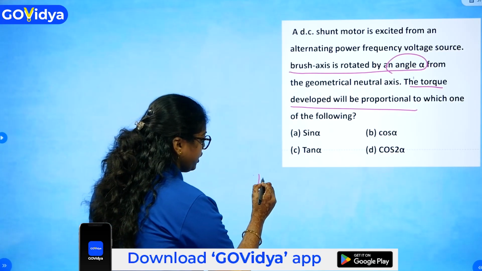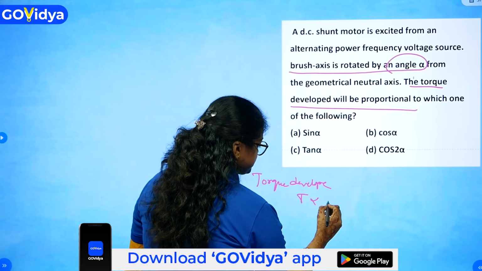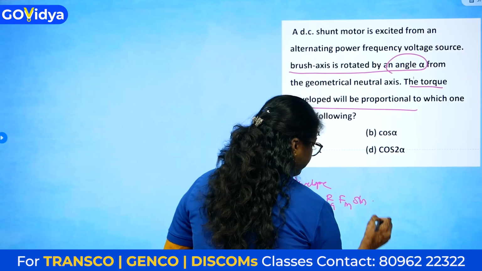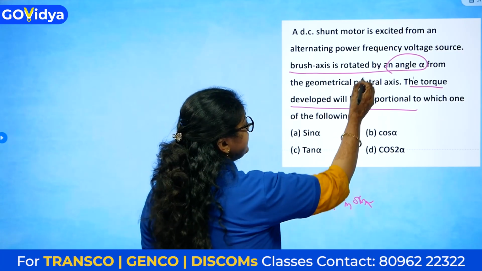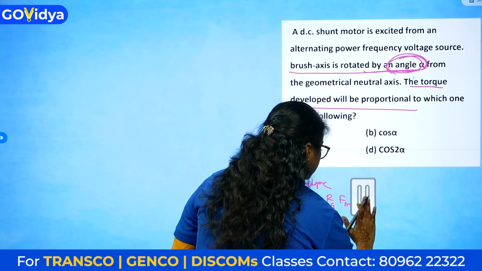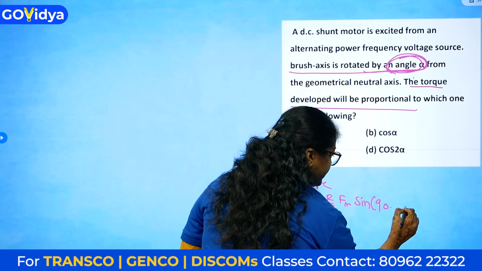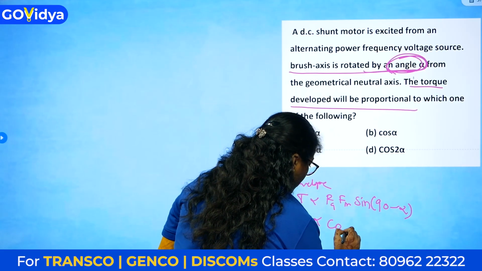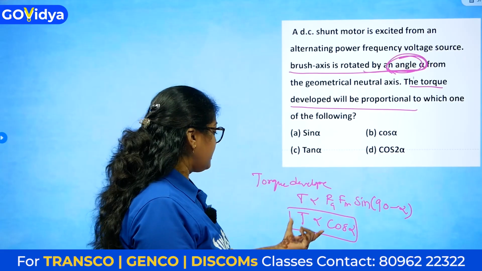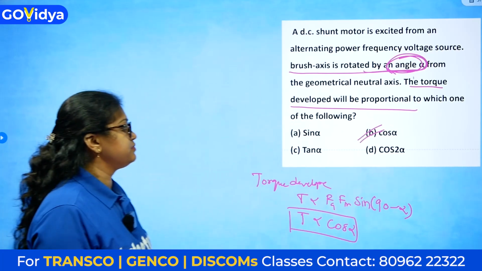In general, we know the formula: torque developed T is directly proportional to Fa Fm sin alpha. But here it has been shifted by an angle alpha. Sine shifted by an angle alpha, so we can write sin(90 minus alpha), which is nothing but cos alpha. So the brush axis has been shifted by an angle alpha, then torque will be directly proportional to cos alpha. So option B matches. Next question.